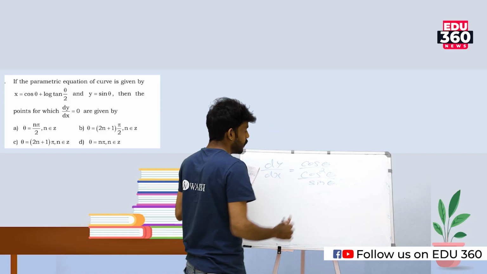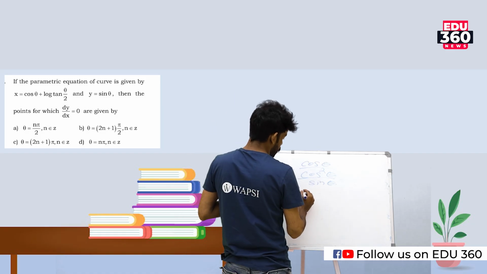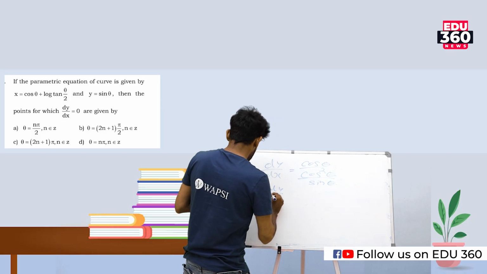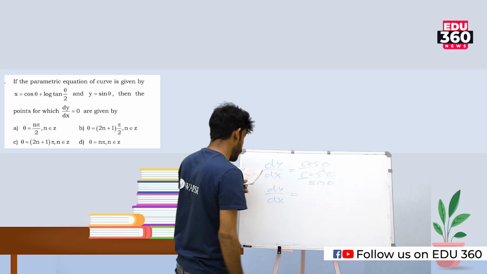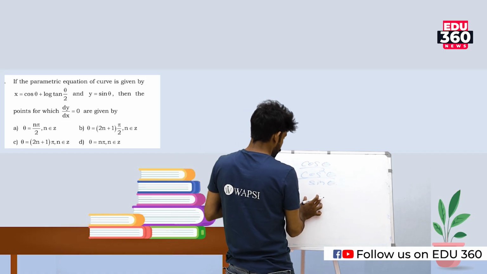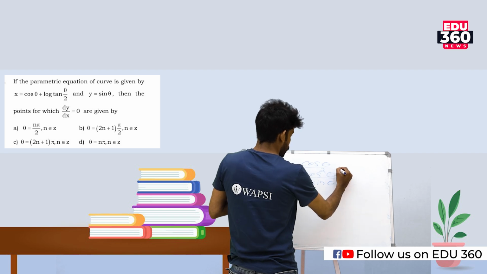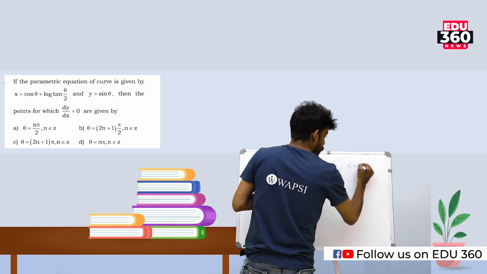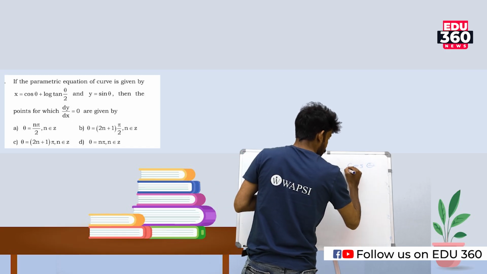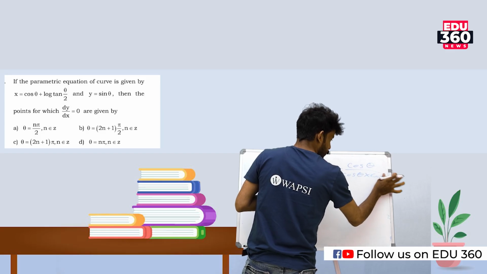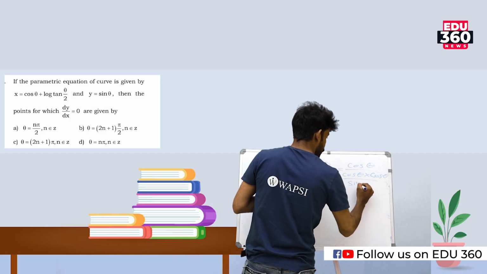We can take sin theta to the numerator. So it will become sin theta by cos theta. That is dy by dx is equal to sin theta by cos theta, so that is equal to tan theta. Sin theta by cos theta equal to tan theta. So here also we can write cos square theta. What is that? Cos square theta means cos theta into cos theta, divided by sin theta.